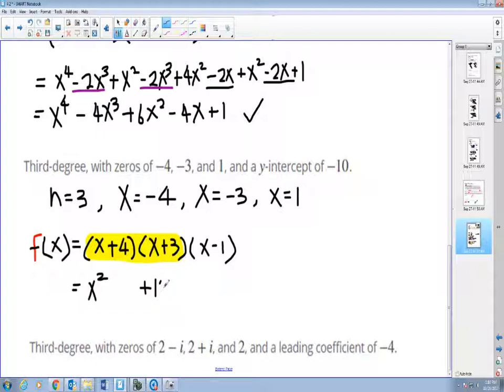So I'm using a little shortcut here, just kind of doing it by looking at it. Alright, my middle term is your inner and the outer combined. So that will be 3x on the outer, 4x on the inner. That will give me positive 7x. Alright, so the first two multiplied together is this. Now we'll multiply by the x minus 1.